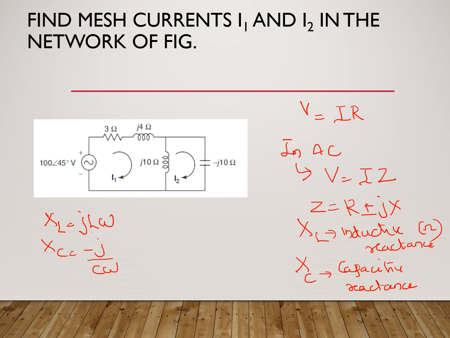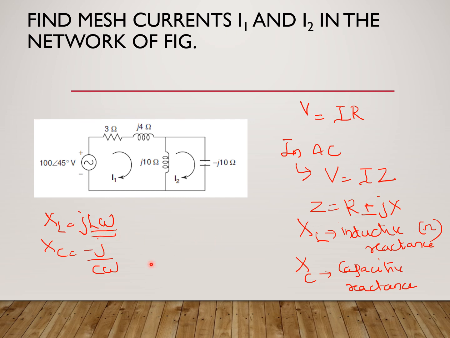So here we have been given the value of L omega. In this case, J4, the 4 is nothing but L omega. Similarly, here it is a minus J10. So 10 is nothing but 1 by C omega. So the minus J indicates that's the capacitive reactance, plus J indicates it's an inductive reactance, right?